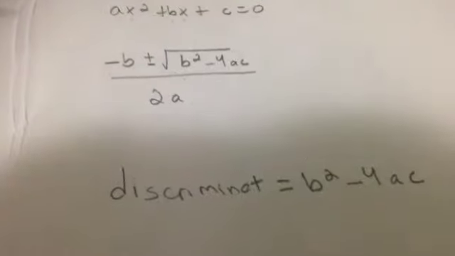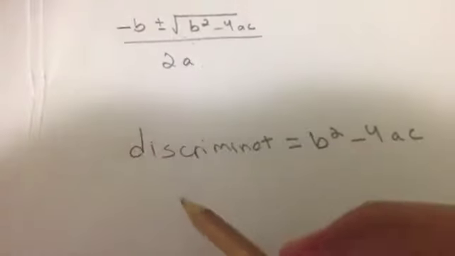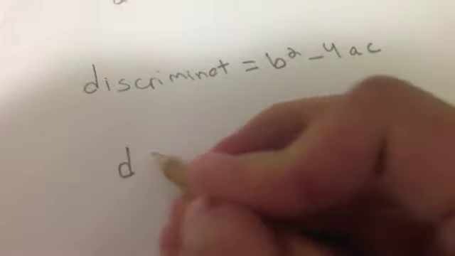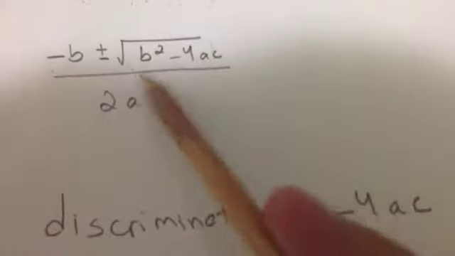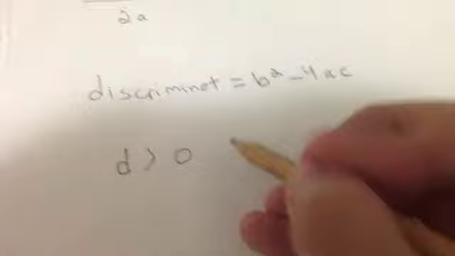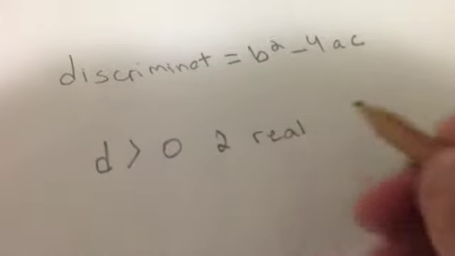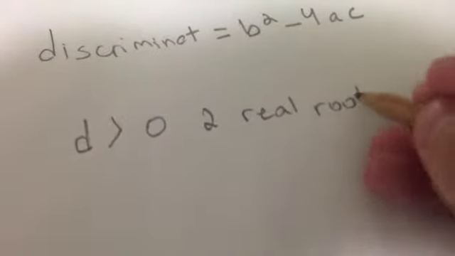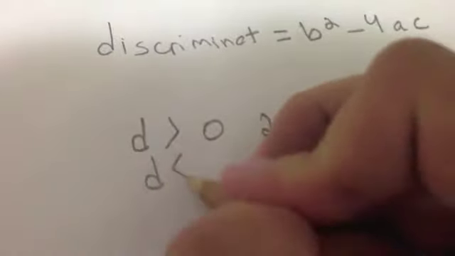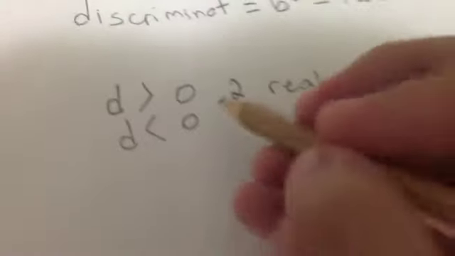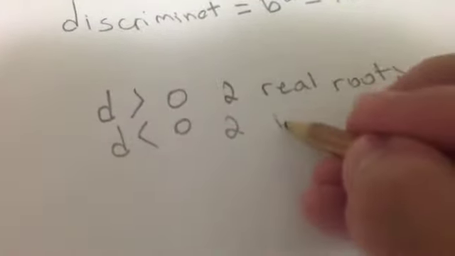It is also important to know the following. When the discriminant, which will be represented as D, is greater than 0, that means this is positive, and the answer will be 2 real roots. But when this is negative, or in other words, the discriminant is less than 0, you'll have 2 imaginary roots.